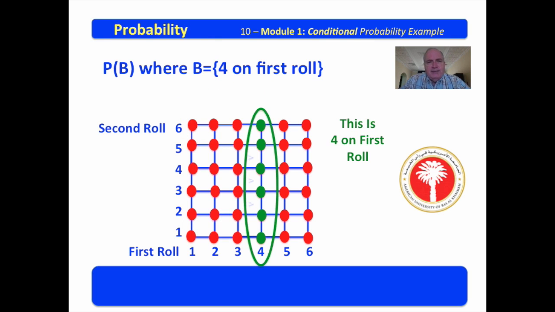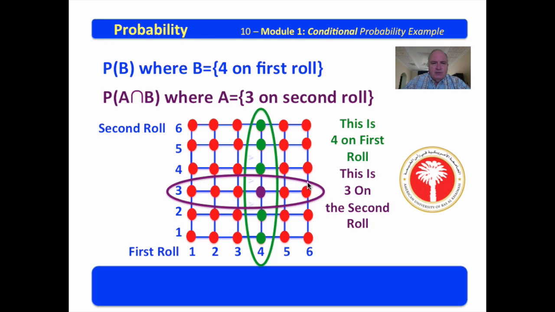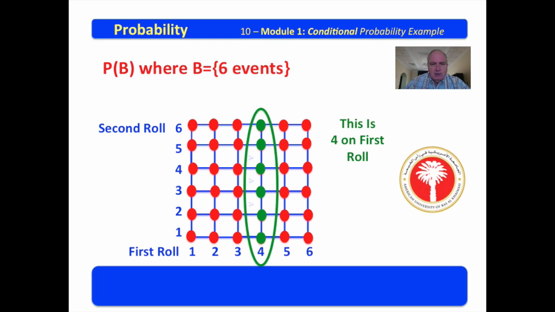Now, the probability of B, where B is 4 on the first roll, might be represented by this picture. Here are the possibilities where we get a 4 on the first roll. You will notice that there are 6 possible events that satisfy this out of a total of 36 possible events. Here's a 3 on the second roll. You will notice that the probability of getting a 3 on the second roll might well be given as any one of these 6 events, but to throw a 4 on the first roll and then a 3 on the second roll would be represented by this particular dot.